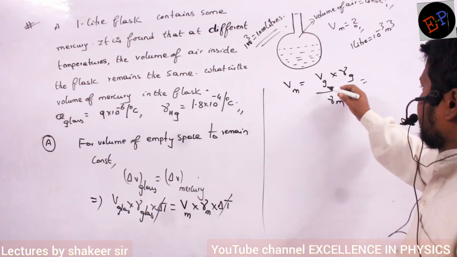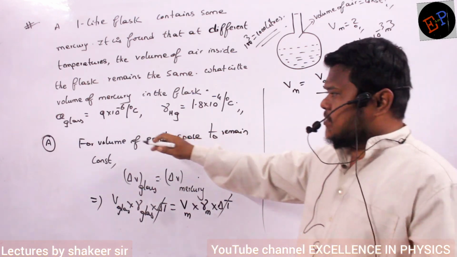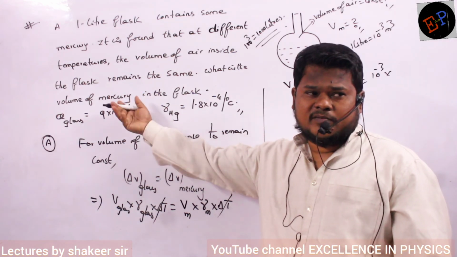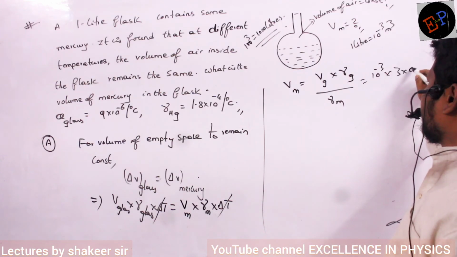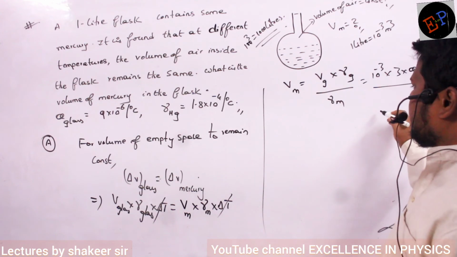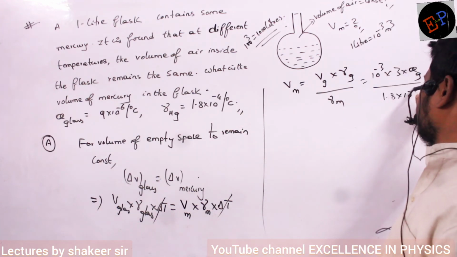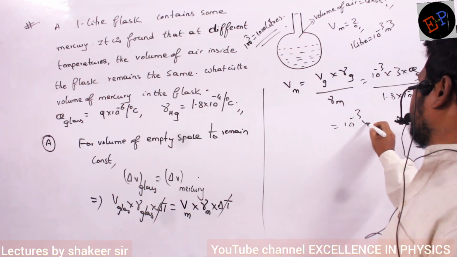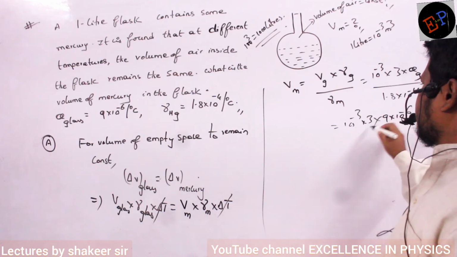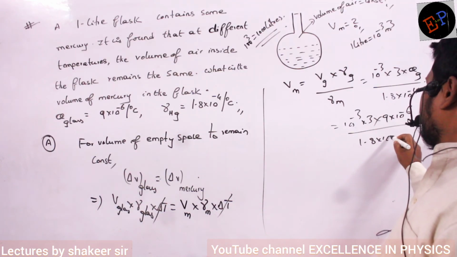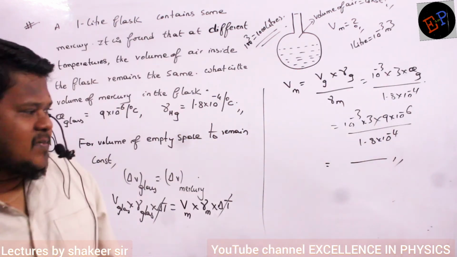So substitute here. 10 power minus 3 meter cube is the volume of glass. And what is the gamma of glass? Alpha of glass is given. Multiply it by 3, it converts into gamma. So 3 times alpha of glass divided by gamma of mercury. What is the gamma of mercury? 1.8 into 10 power minus 4. So it is 10 power minus 3 multiplied by 3 multiplied by alpha of glass, which is 9 into 10 power minus 6, divided by 1.8 into 10 power minus 4. Do this calculation. That is the volume of mercury. Understood, Nama?